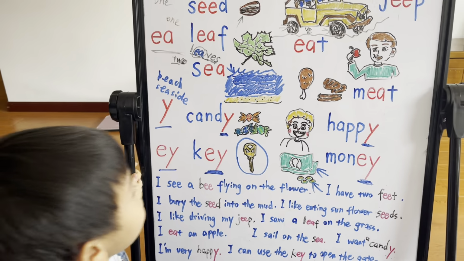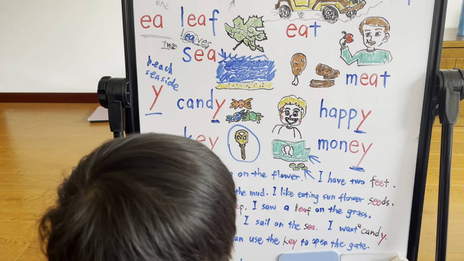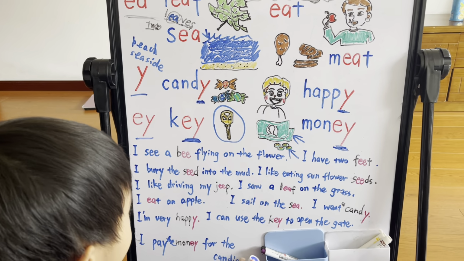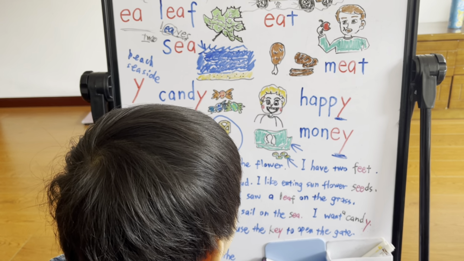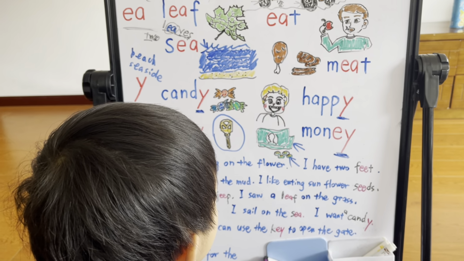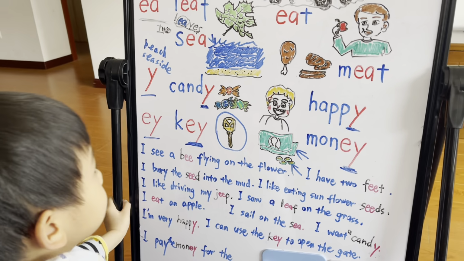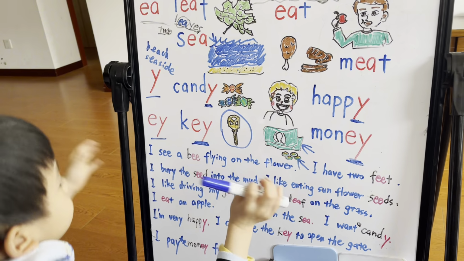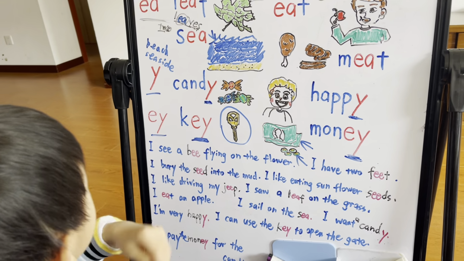Bananas and apples. You can eat bananas and apples. Good. And meat. And coconut. And coconut juice, you should say, I drink coconut juice. Yes. Some liquids, you should say, drink, okay.